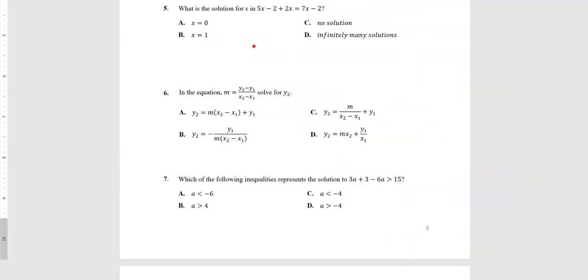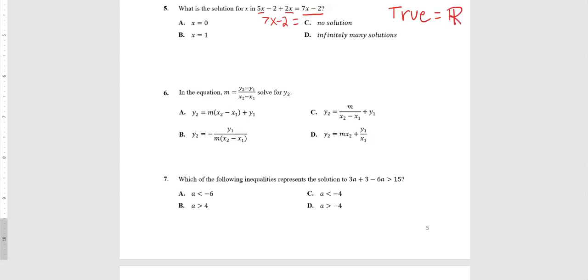All right, for number 5, it's asking what is the solution for x in this equation. If we solve both sides of this equation, you can see that if I do 5x plus 2x, I'm going to get 7x minus 2. And that is going to equal the exact same thing on this side. Remember that if what you write is true, then it is infinite solutions, all real numbers. But let's do the correct symbol here, which is not a B.